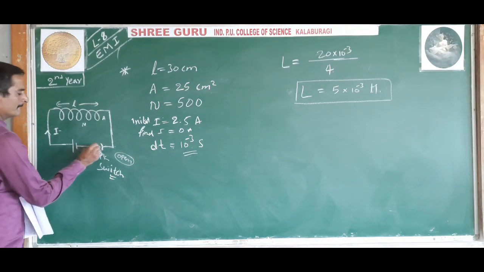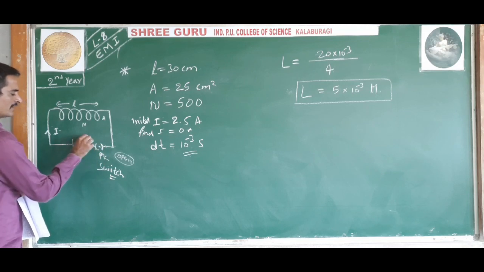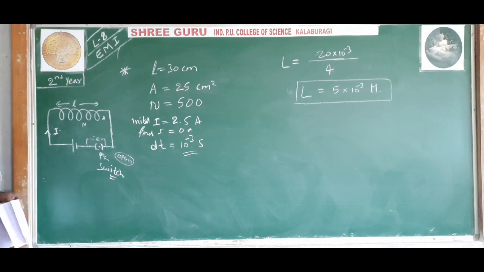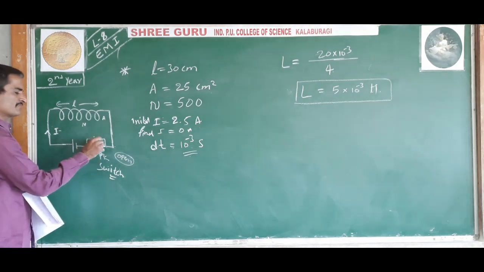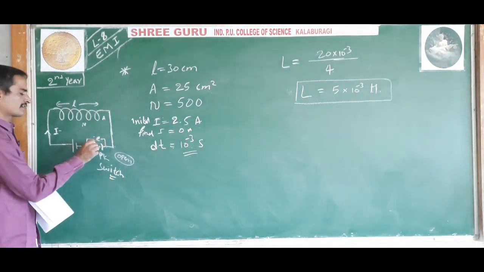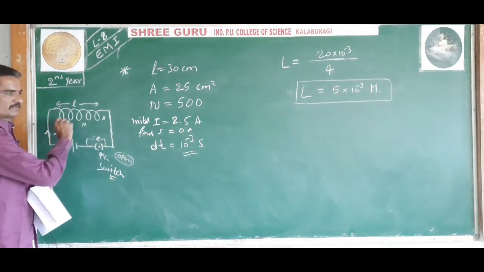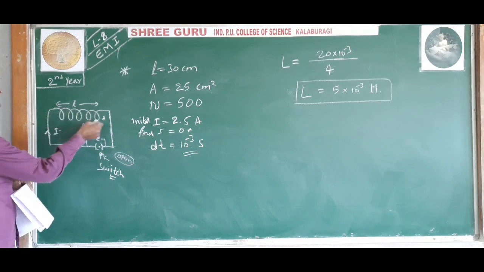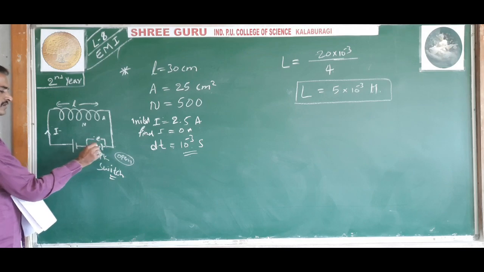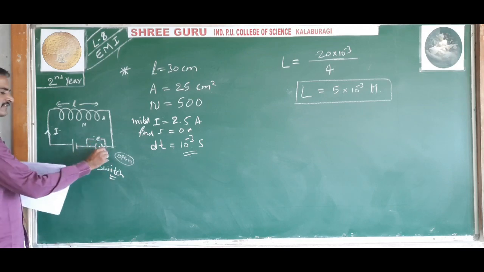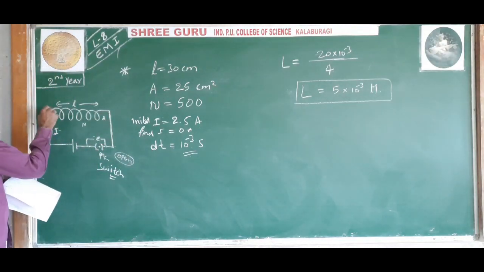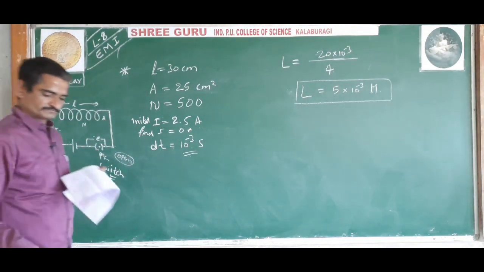So what is the back EMF induced across the ends of the open switch? Understood the question? Back EMF is nothing but induced EMF. The EMF induced across the ends of the open switch is nothing but the EMF induced in the coil. The EMF induced in the coil will be the EMF across the open switch, because these wires are considered to be resistance-less.